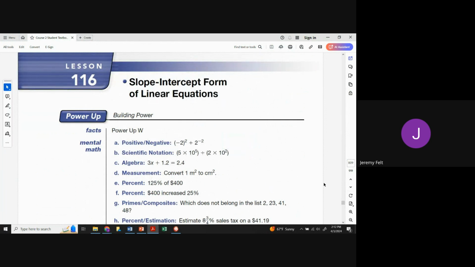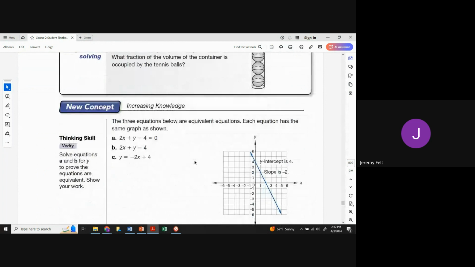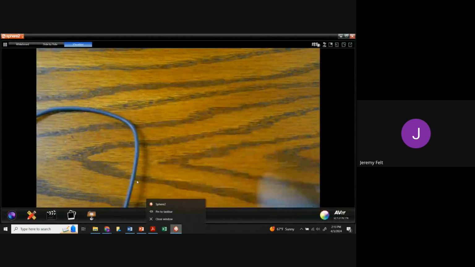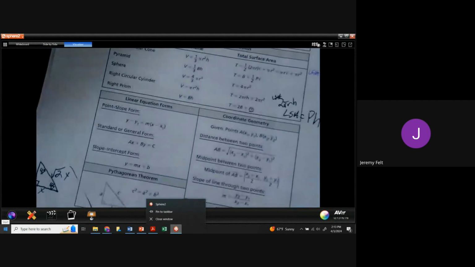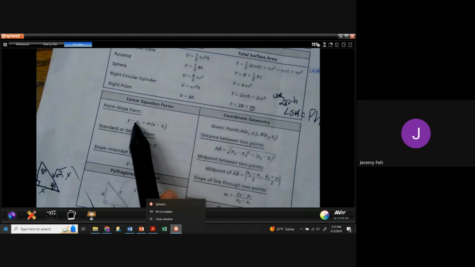Next lesson we're looking at, second one for the day, is lesson 116, slope-intercept form of linear equations. So again, slope-intercept, it goes back to, and I believe this is on your reference sheets. On your reference sheet, and it may be hard to see here. Okay, slope-intercept form. So linear equations, we have point-slope form, which is way down the road. Don't worry about that. We have standard or general form, which we've worked with a little bit this year.